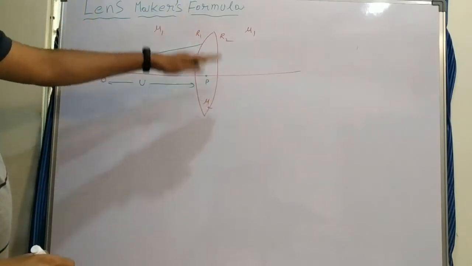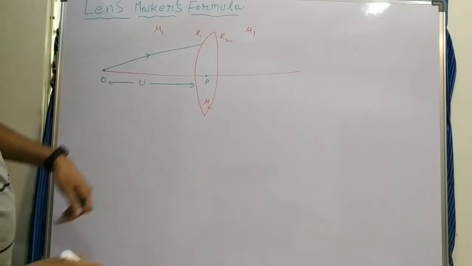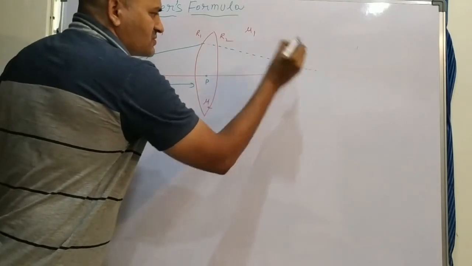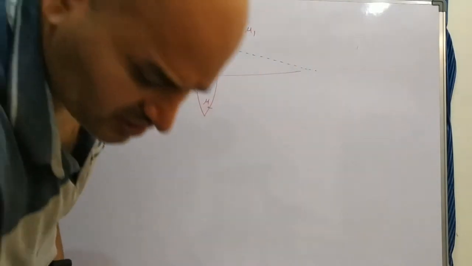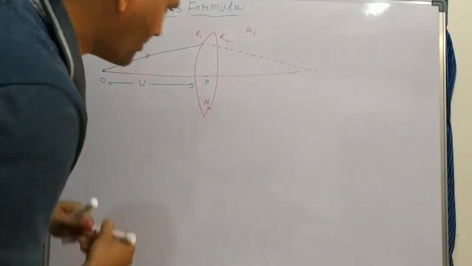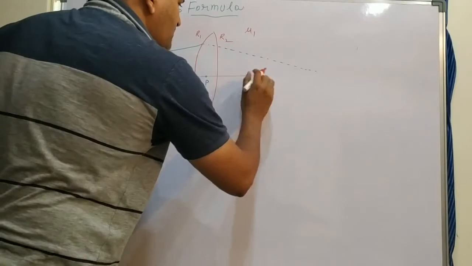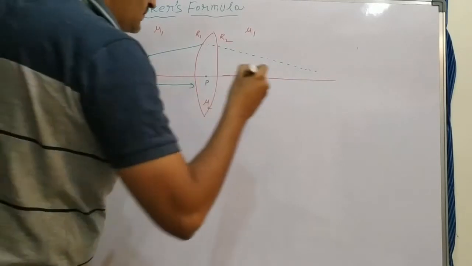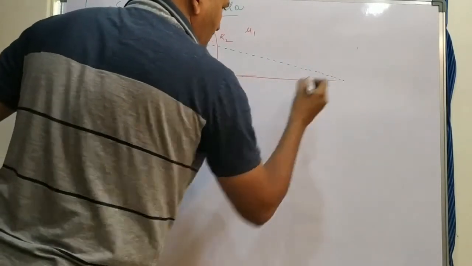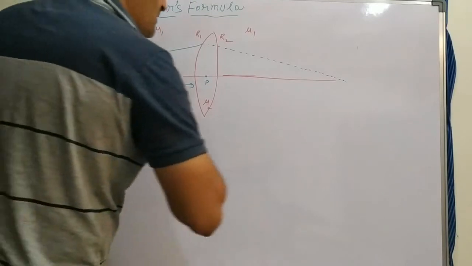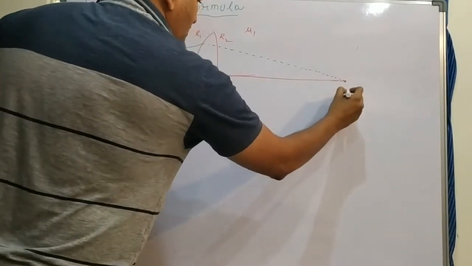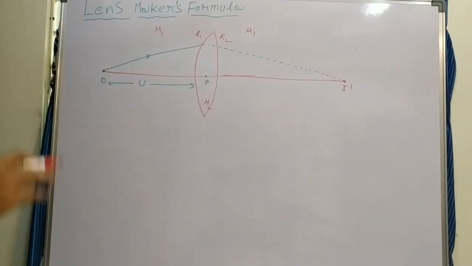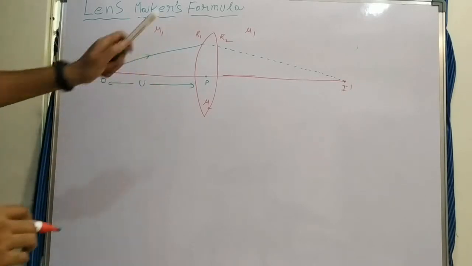Because the medium changes at this refracting curve, what happens? It bends, so it is refracted like this. Where it meets the principal axis, there it forms an image. This is image I dash. Why? Because that is not the final image, but because the ray is modified by only the first refracting surface.